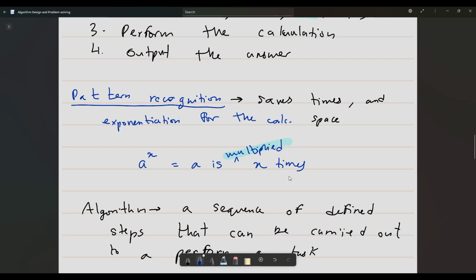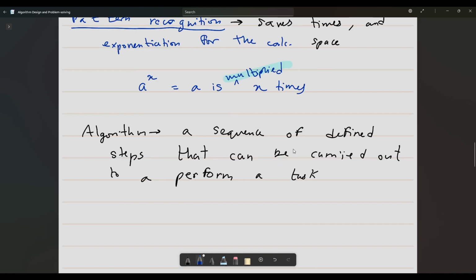That is pattern recognition. And an algorithm is just like a set of steps, for example, a cookbook. There are steps to follow to cook a dish. Same like that, an algorithm is a sequence of steps that can be carried out for the computer to perform a task. That is basically it for now.